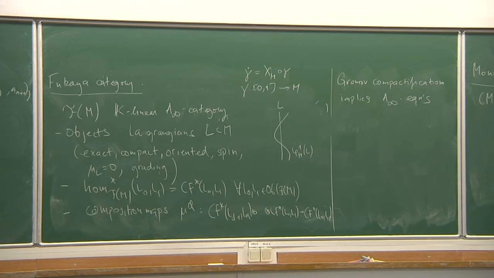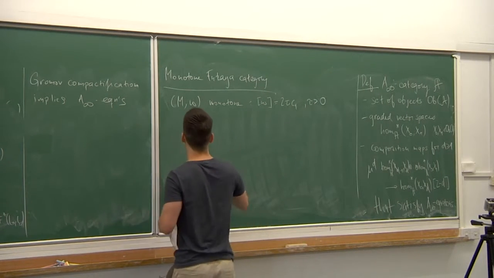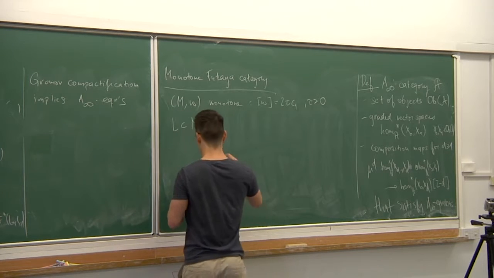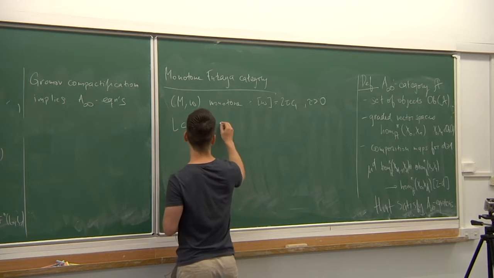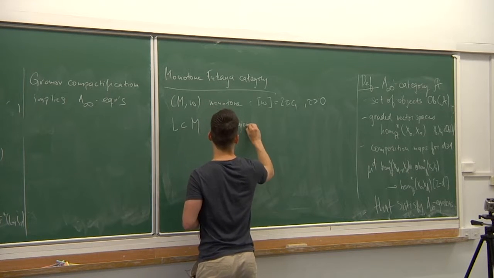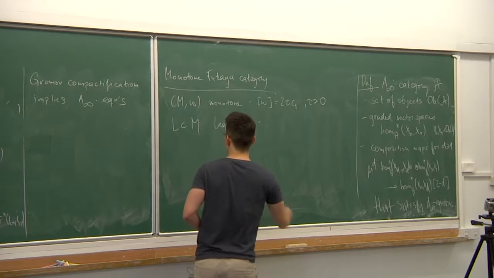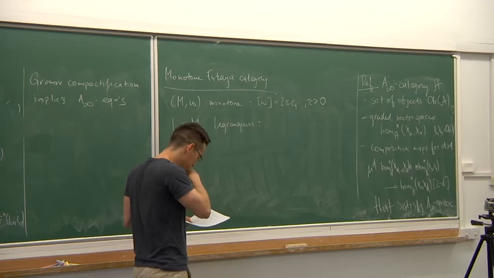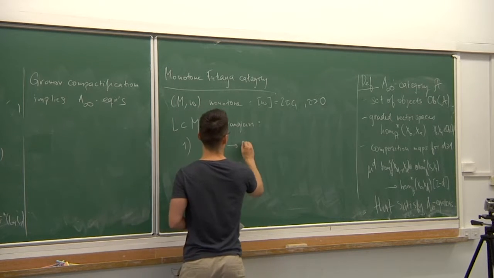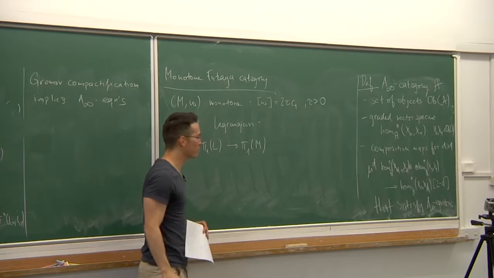And now in this category, the objects will be monotone Lagrangians. Okay. So we take L in M. We want it to be a Lagrangian that satisfies the following conditions. Well, first of all, we want that the fundamental group of L maps into that of M, and we want this map here to be trivial.